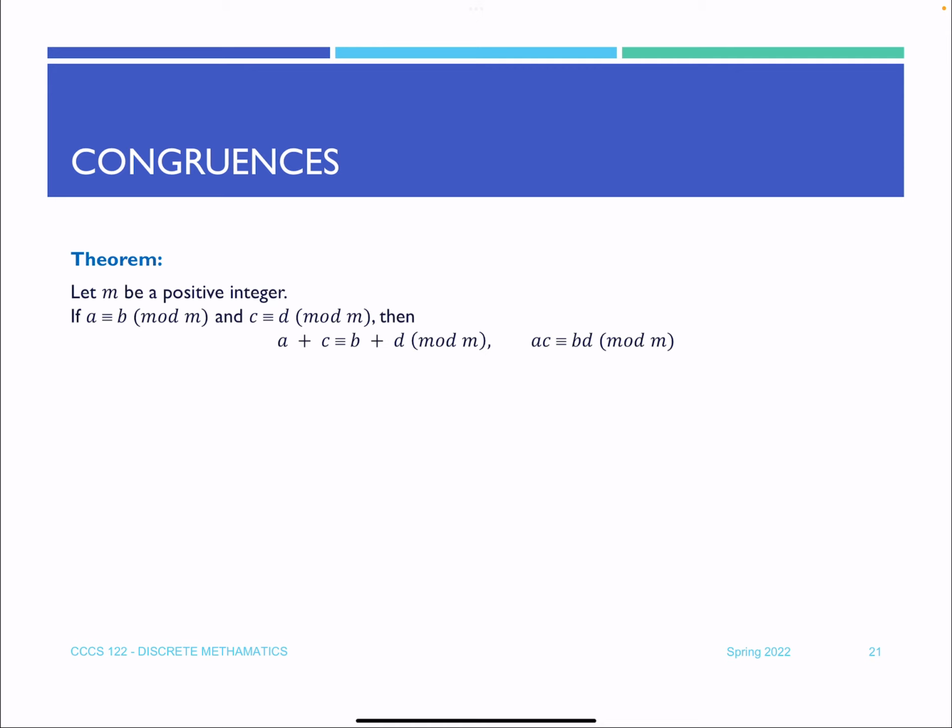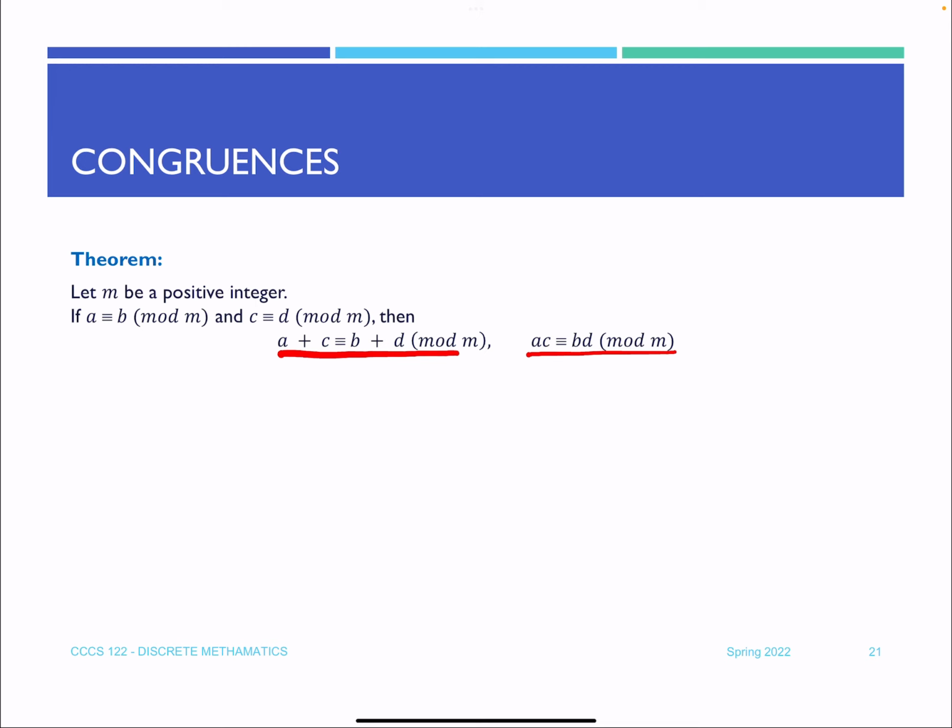Okay, here's another theorem. Let m be a positive integer again, and let's say a is congruent to b modulo m and c is congruent to d modulo m. Then, can we prove these two theorems? a plus c is congruent to b plus d modulo m, and ac is congruent to bd modulo m.